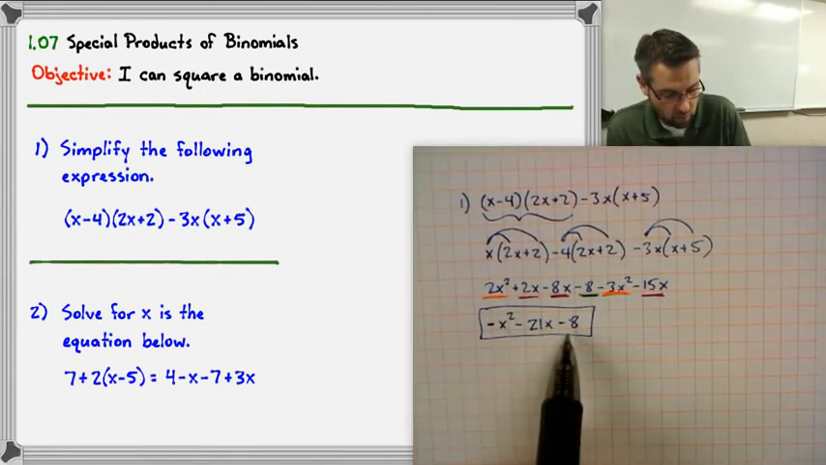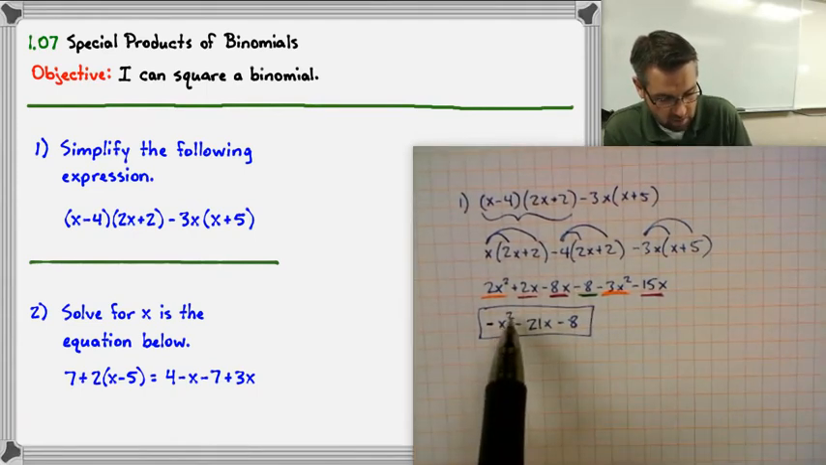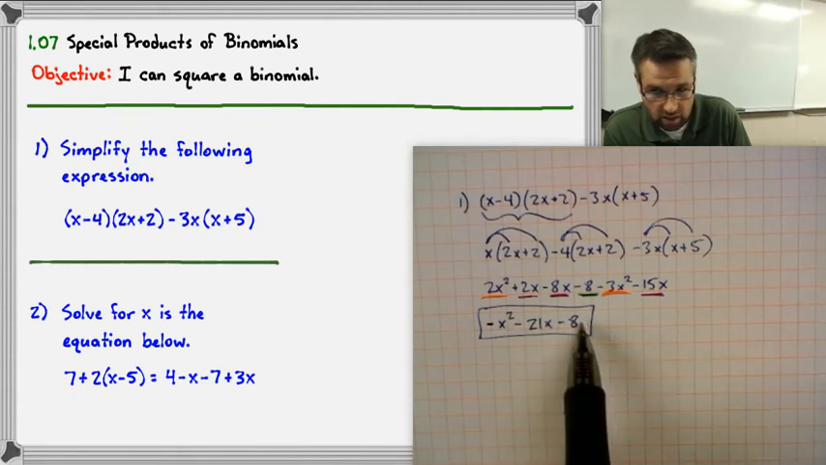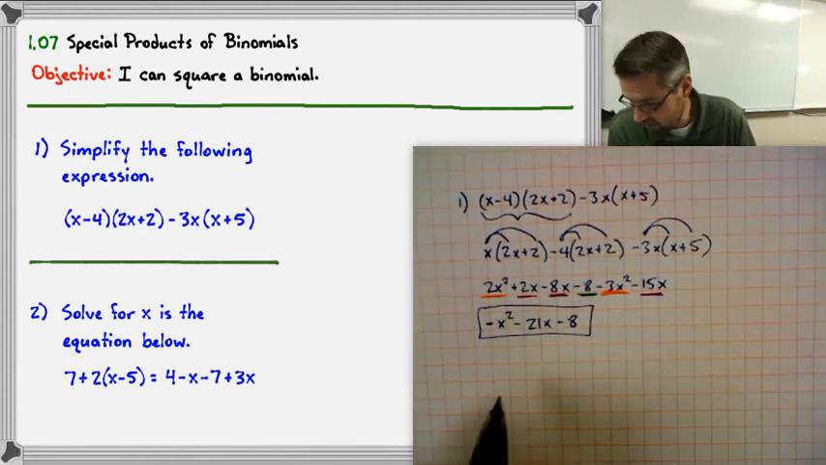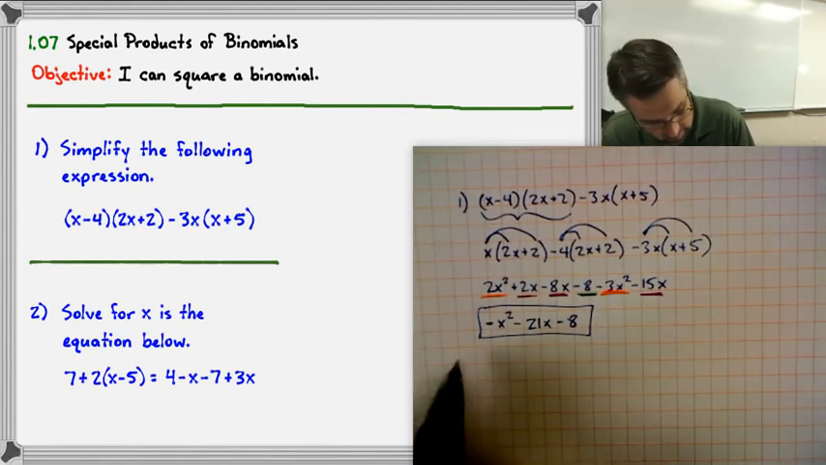It's written in standard form. Remember, standard form is the highest exponent first and then decreasing down to the constant. So it's in standard form, and it's as simplified as much as it can be.